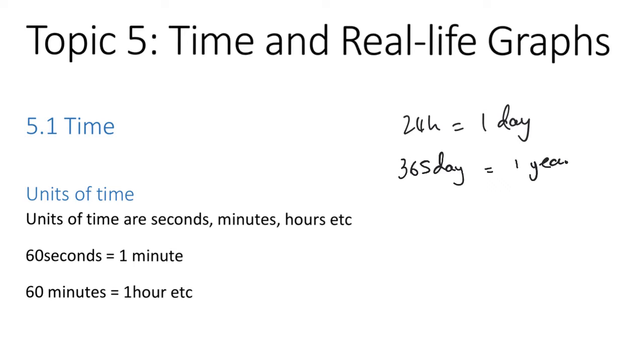Of course, in a leap year, there are 366 days. So hopefully we're fully aware of those. To work out the number of seconds in an hour, we would multiply 60 by 60. To work out the seconds in a day, we'd multiply the number of seconds in an hour by 24 hours and build it up like that.